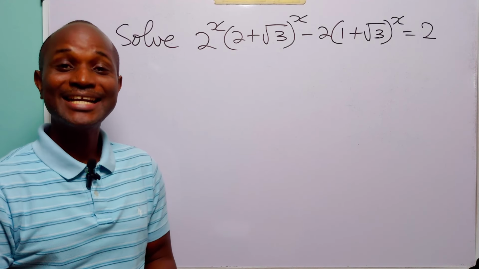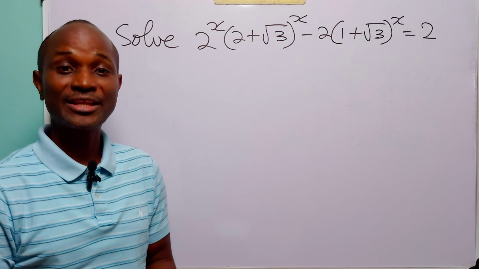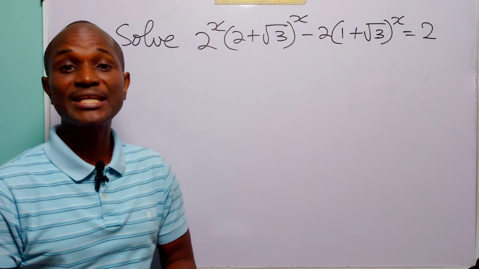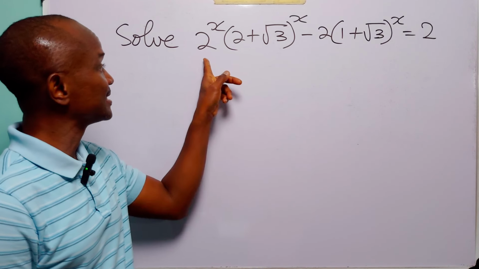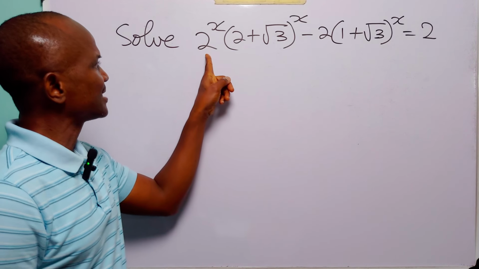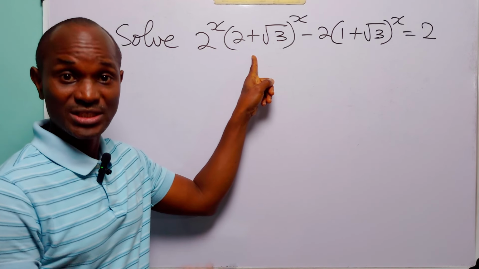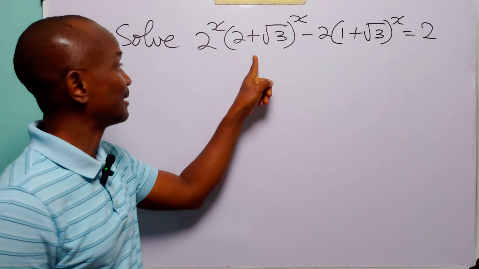Hello and welcome. In this math tutorial, our task is to find the values of x that satisfy the given equation. To solve this problem, let us start by looking at these two terms. You can see that they both have the same exponent, which is x. So we can combine them like so.